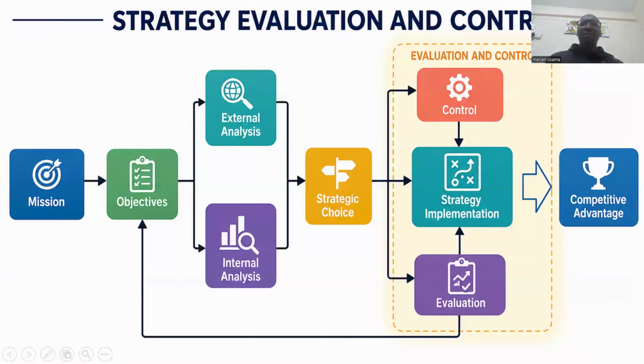So this is the same thing. This is another framework that we've been using. So we have the mission. Number one, in the strategic management process, you have to formulate your mission, vision, and objectives. Then after that, you need to do the internal and external environment analysis. Then this is what is known as the strategic choice.